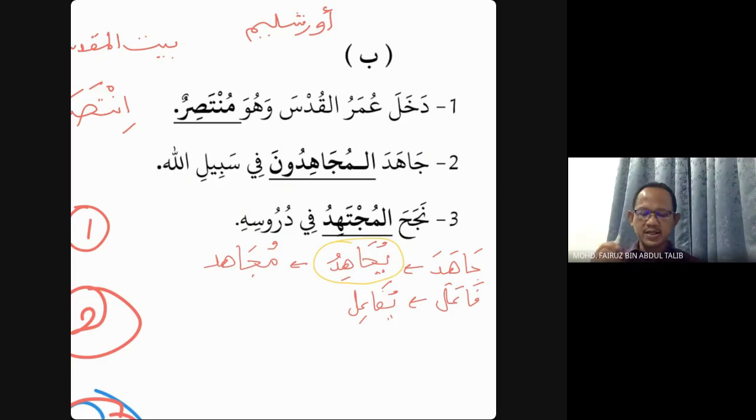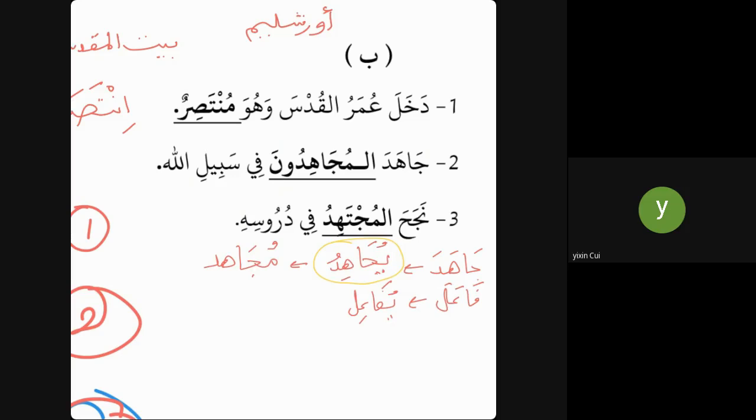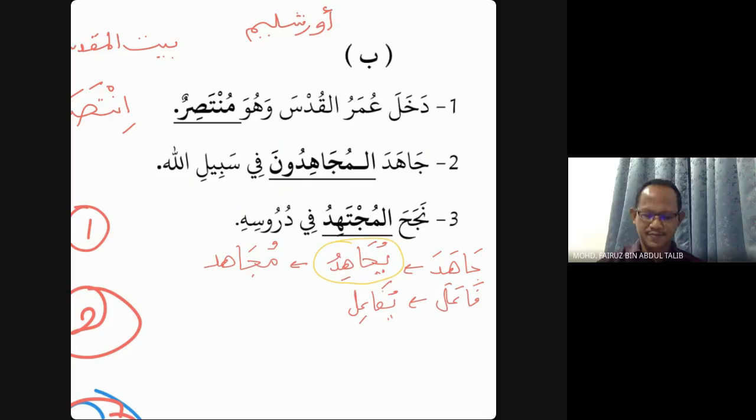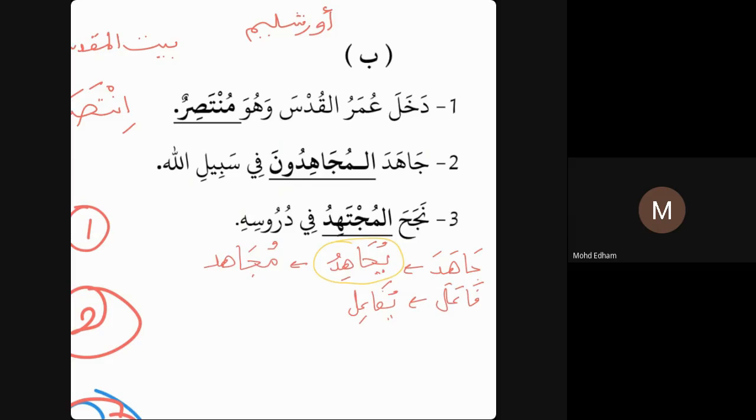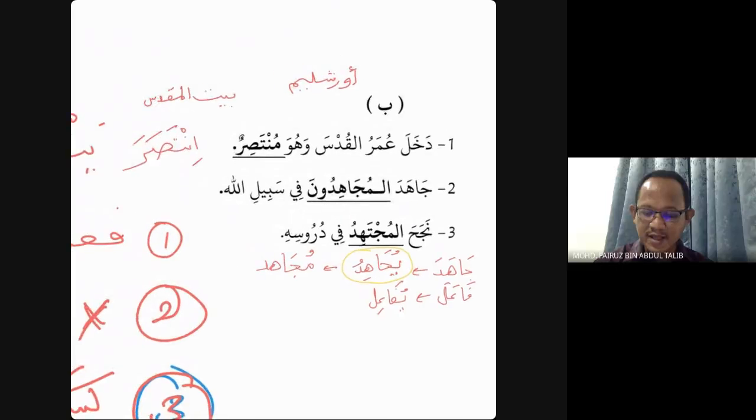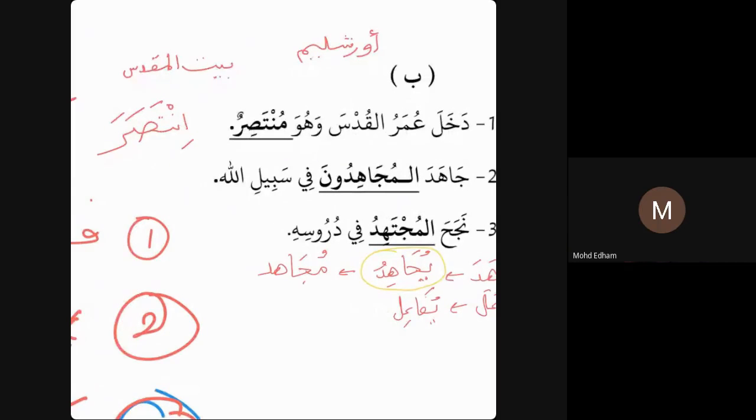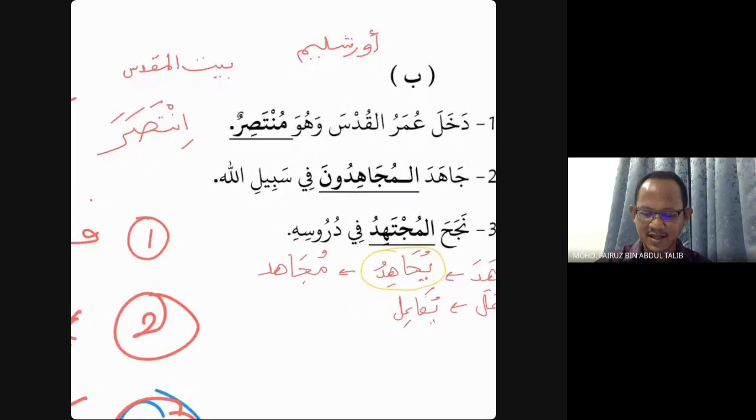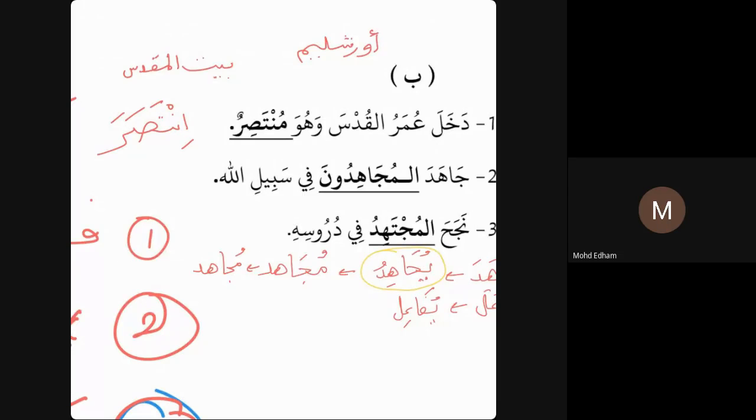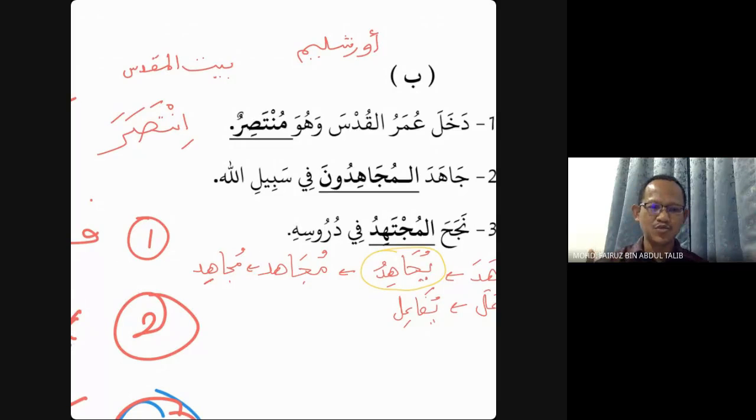Okay, the second step. What is the third step? What do you want to make sure? Kasra. The second last letter. You read the second last letter with a kasra. So, what is the second last letter? The letter before the last one? Ha. So, how do you read that ha? With a kasra. Mujahi. Yes, you must make sure that it is mujahidun.